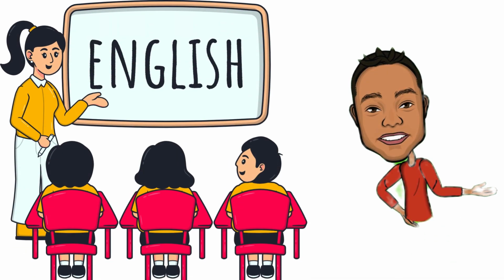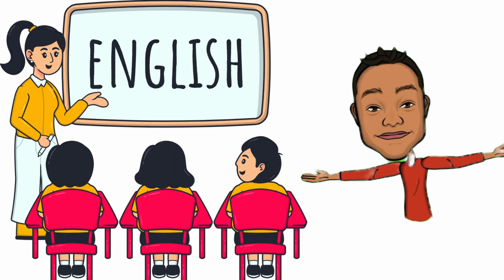Hello ma'am, I have a question. In the sentence I dance happily, how do we know what is the verb and what is the adverb?